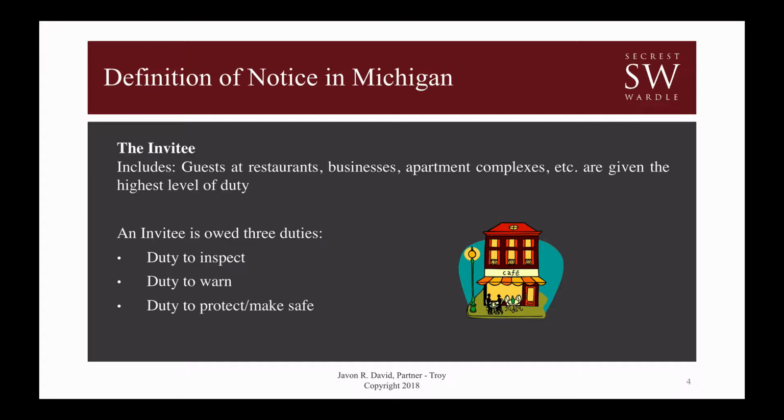So if you're a premises possessor, you are charged with inspecting your premises to ensure the safety of your visitors. You're also charged with warning your visitors of any, for example, wet spots on the ground or any icy conditions on the premises, and it's your duty to protect or make them safe. So if you have a giant hole in the ground of your parking lot, it's your duty to make that area safe by putting up a barricade or signs or something to alert your invitees to that hazardous condition on the premises.